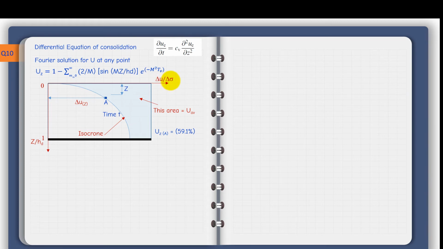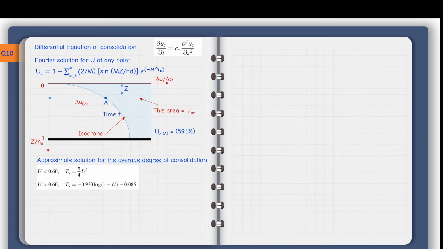So that's basically when we plot this normalized, here it is normalized by delta sigma, and the vertical axis here normalized by the drainage length. So this is the excess pore water pressure. So basically the area here at time 0 would be 1. The average degree of consolidation is the shaded area here. This is your average. But at point A, we have something else. We have a degree of consolidation specific to point A. That's 59.1%.